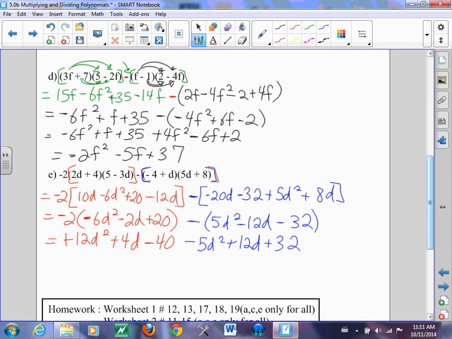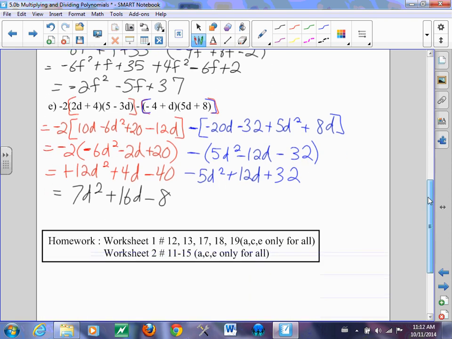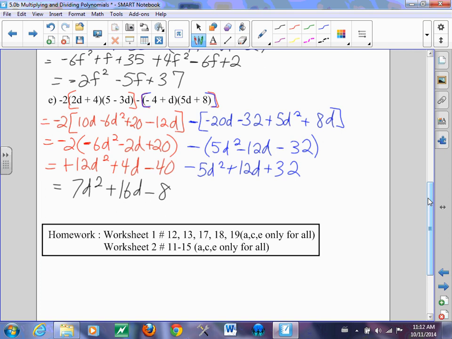Last step, we're almost done, folks. Collect like terms. So we're going to have 7d squareds plus 16d and minus 8 for your constant. Again, folks, that's a trinomial. It cannot collect like terms because they're unlike terms.